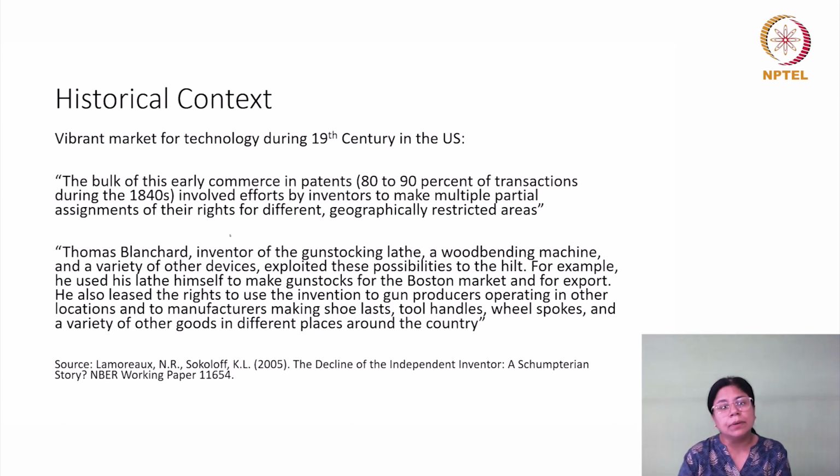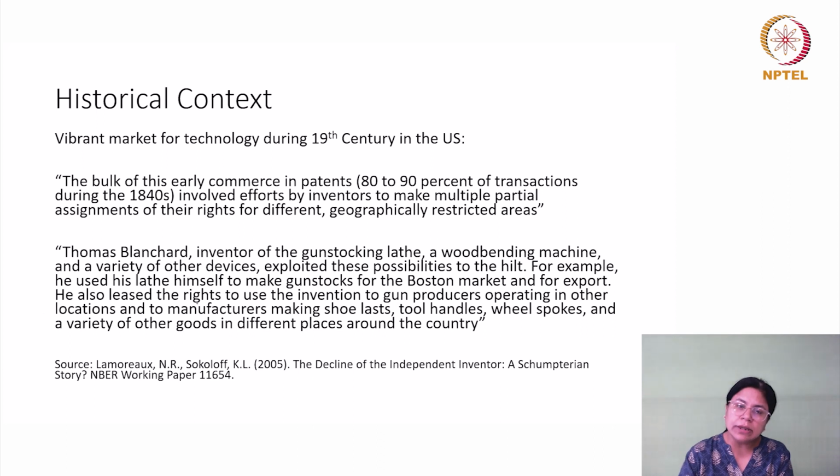They point out that the bulk of this early commerce in patents, in fact 80 to 90% of the transactions during the 1850s, involved efforts by inventors to make multiple assignments of their rights for different geographically restricted areas. So it's not only that they were getting into transactions within the same geography, but also around. The example given is Thomas Blanchard, who was the inventor of the gun stocking lathe, which is a wood bending machine, and also a variety of other devices, and exploited this possibility to the hilt. For example, he used his lathe himself to make a gun stock for the Boston market and for export.